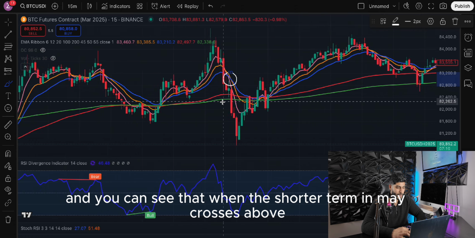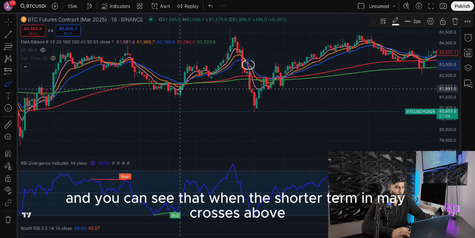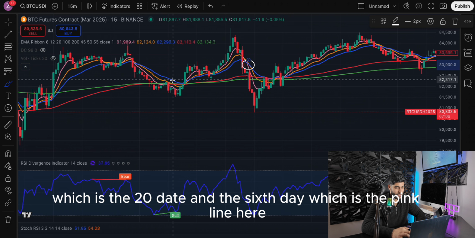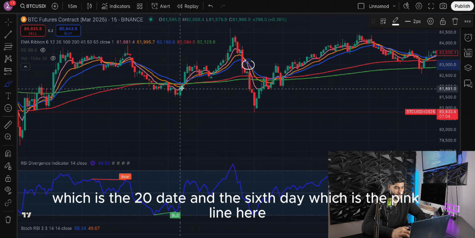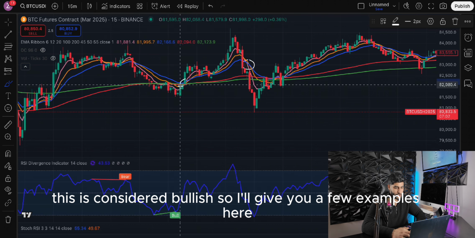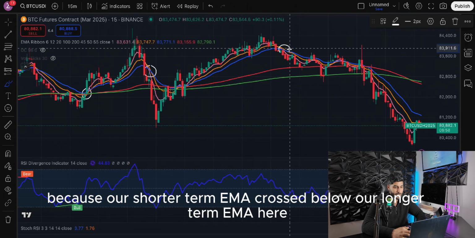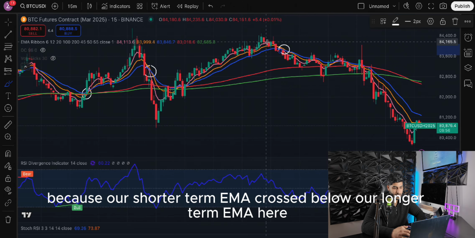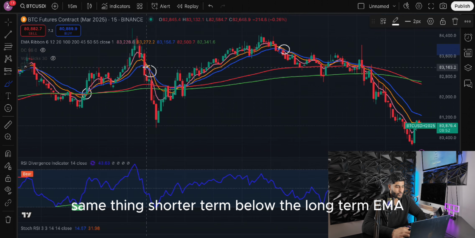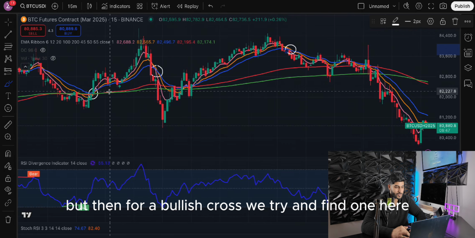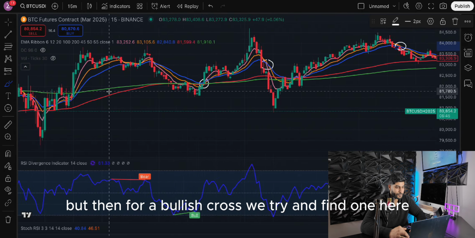And you can see that when the shorter term EMA crosses above the longer term EMA, which is the 20-day, and the 6-day, which is the pink line here, this is considered bullish. So I'll give you a few examples. Here you can see this is a bearish cross. Why? Because our shorter term EMA crossed below our longer term EMA. Here, same thing, shorter term below the long term EMA. But then for a bullish cross, let me try and find one here.